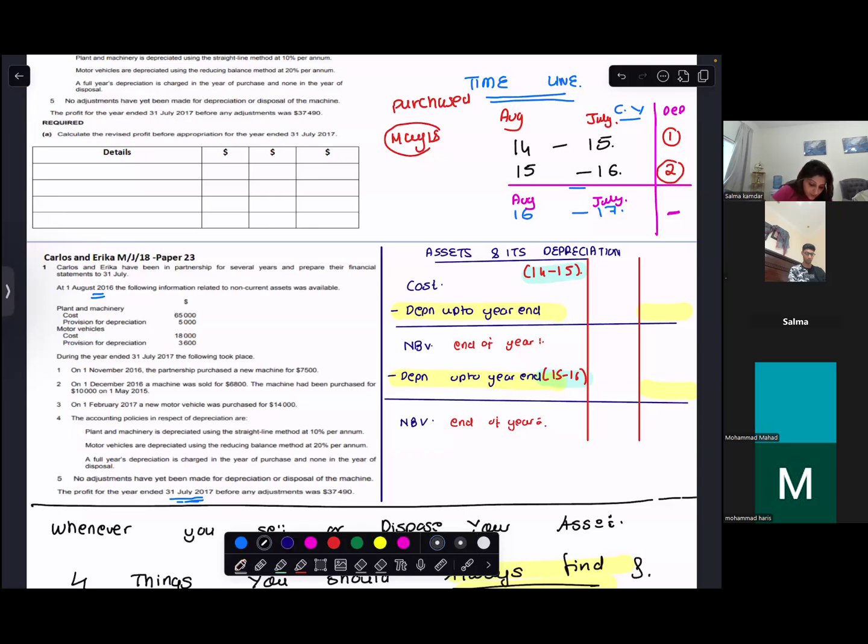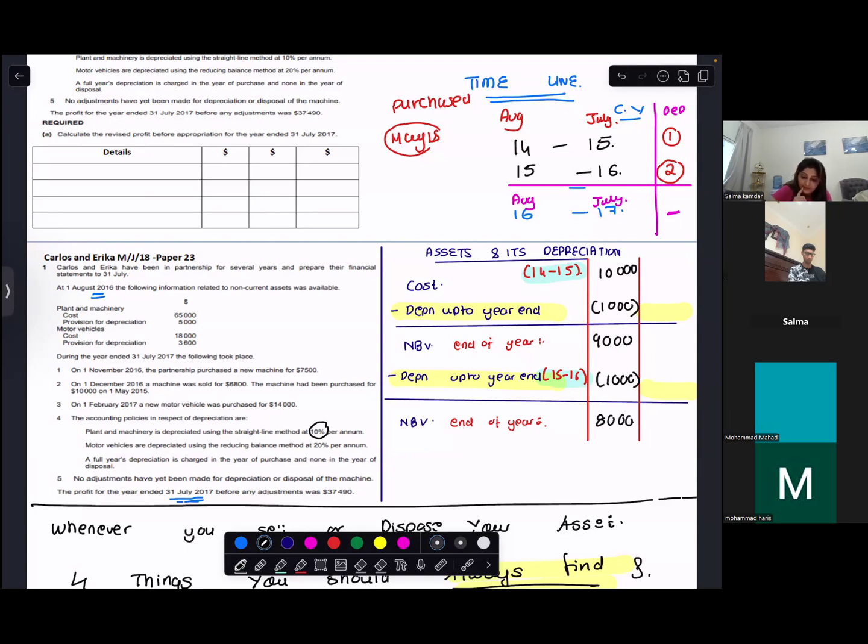Now what was the cost of the asset that was purchased? 10,000. Depreciation is straight line method, percentage is 10%. So after depreciation for the first year, net book value is 9,000. After depreciation for the second year, net book value would be 8,000.